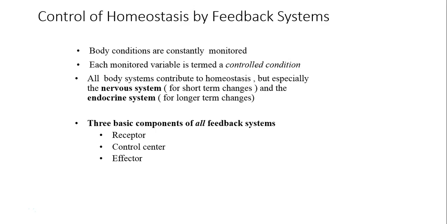Nervous system uses neurotransmitters to transmit information from nervous cell to nervous cell. The endocrine system releases hormones that take a little bit longer to work, but they have longer lasting effects. There are three basic components of feedback systems: a receptor, a control center, and an effector.